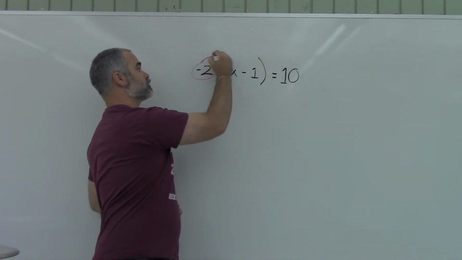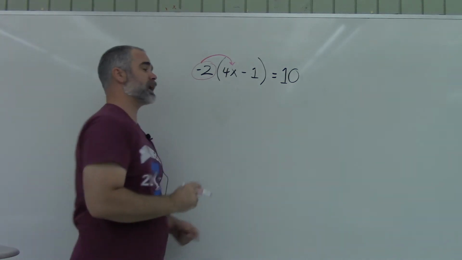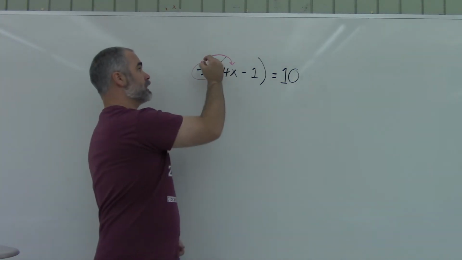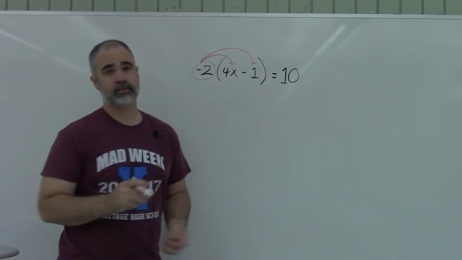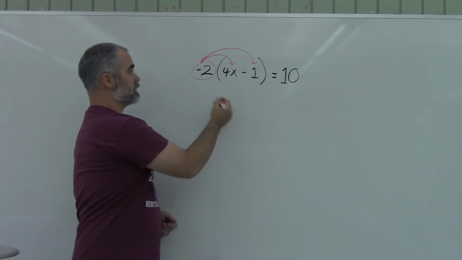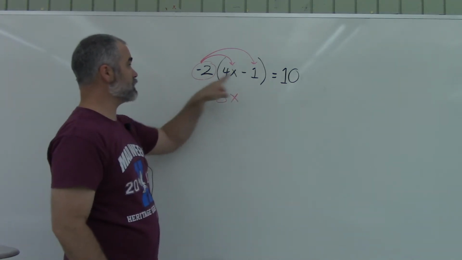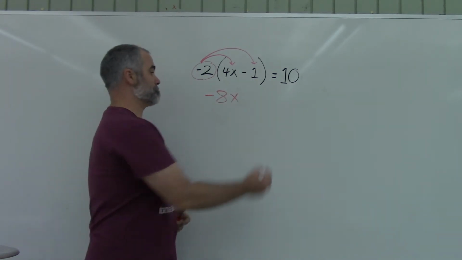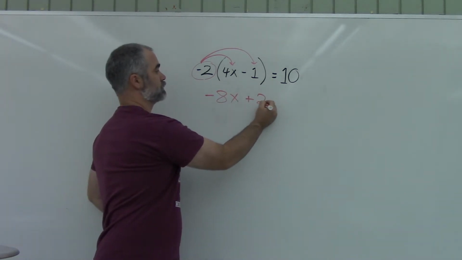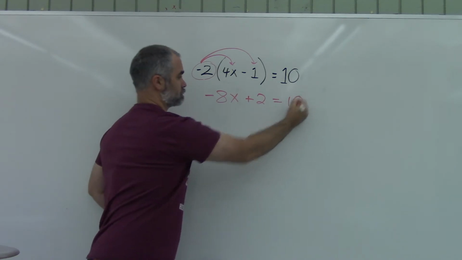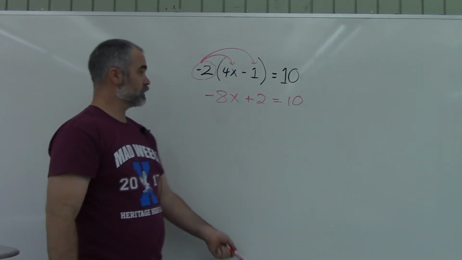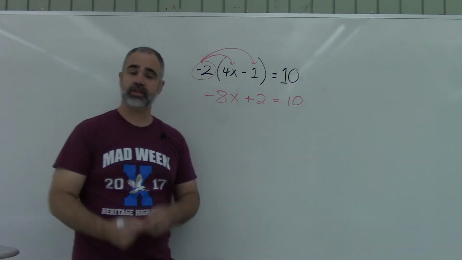So that's going to distribute into the 4x, going to multiply there, and it's going to multiply times a negative 1. So that's going to give me negative 8x. Be careful of those negatives. A negative times a negative is a positive. Now we've got another problem, just like we had before.